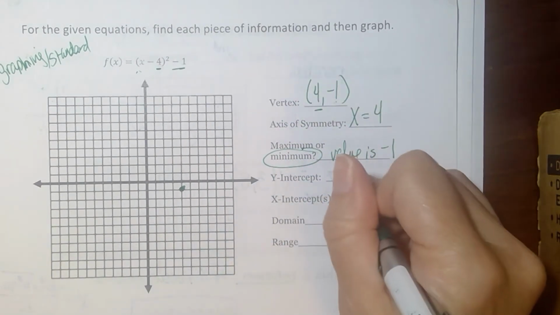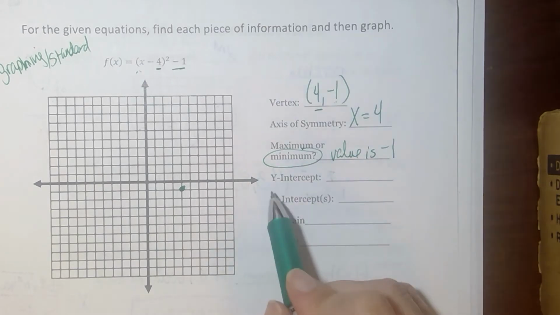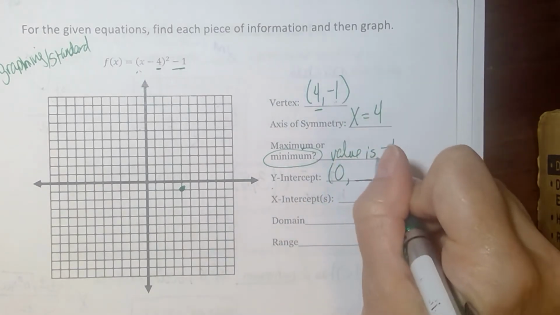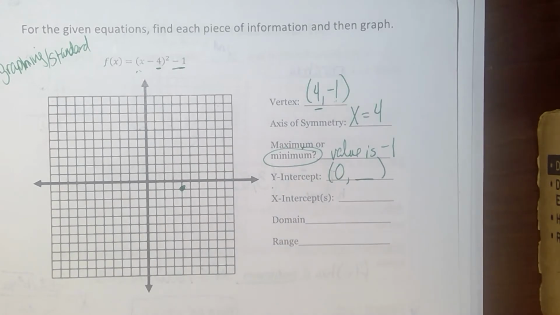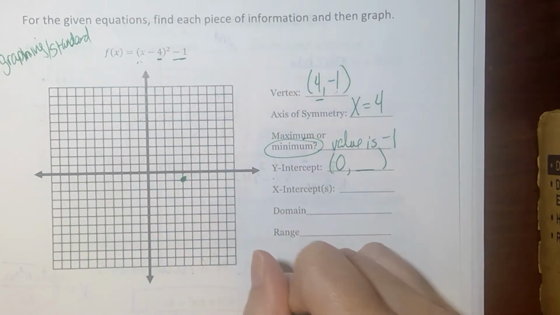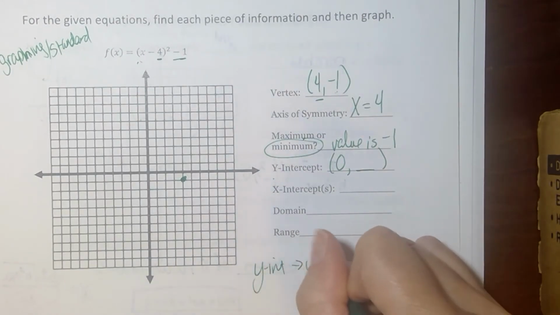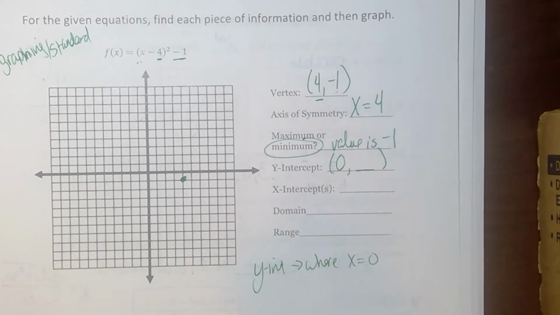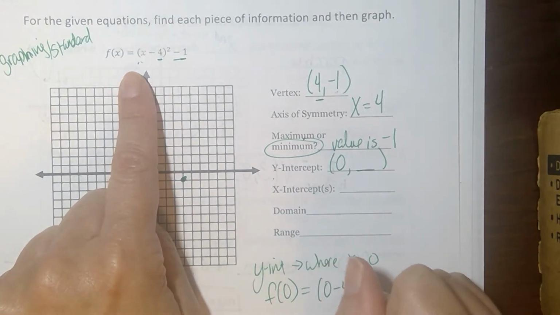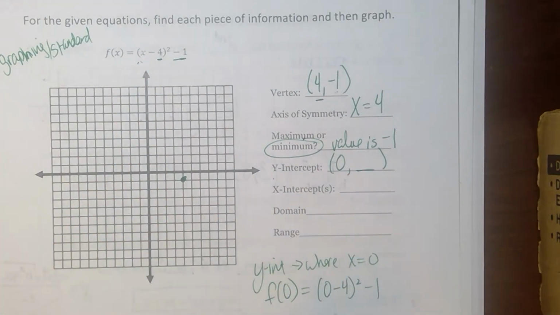Our y-intercept happens when x is 0. We will never have more than one y-intercept because we're dealing with functions. To calculate this, I need to plug 0 in for x. So the y-intercept happens where x equals 0, so the value of the function at 0. I'm using my function, plugging in 0 for x.